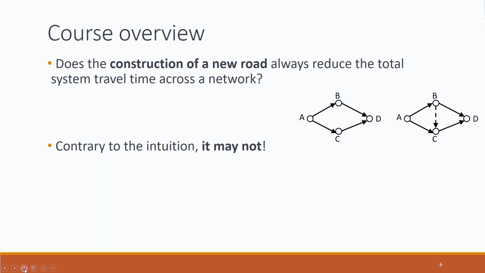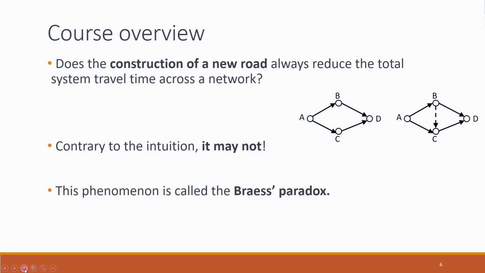And the reason behind this, which can be given at this level, is that we are interested in optimizing this system level objective, which is to minimize the total system travel time, whereas the travelers are interested in minimizing their own travel time. And because of this conflict in these two targets, it might happen that sometimes if a road is constructed, it might not lead to a reduction in the total travel time. This phenomenon is called Braess paradox, and we will be studying this paradox in more detail as we go along in this course.